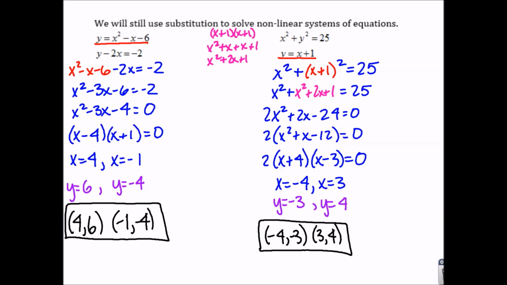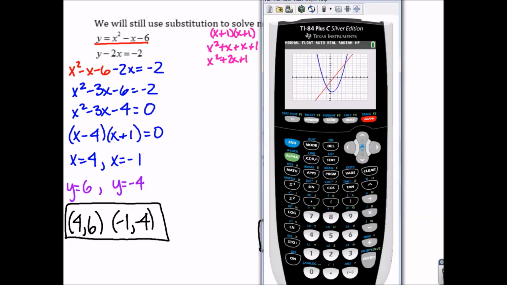And again, you can check that either by plugging the numbers back into the equations or by graphing. But for this one, I would recommend plugging the numbers in because you have x squared plus y squared equals 25, so solving that so that you can plug it into the calculator is rather challenging. So I would recommend just plugging these numbers in for x and y. So let's go ahead and do that.